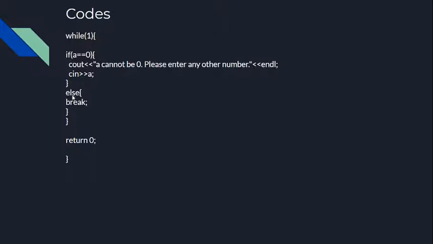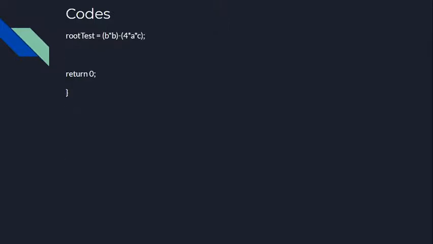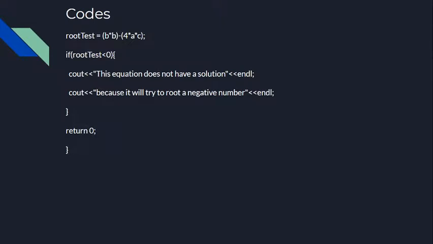And if the user enters a valid float, not an int, then we can break that cycle and continue our code. Here I'm going to do a root test. The reason is that if the result within the square root part of the quadratic formula is a negative number, it won't work. So I want to test whether that's a negative number.